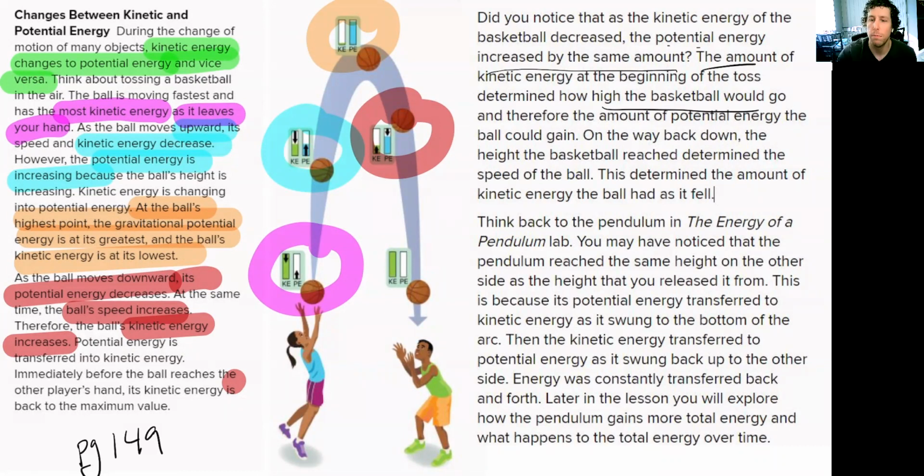Think back to the pendulum that we watched in the video yesterday. You may have noticed that the pendulum reached the same height on the other side as the height you released it from. We saw this in the video when it came to his face. This is because the potential energy transferred to kinetic energy as it swung to the bottom of the arc. Then the kinetic energy transferred to the potential energy as it swung back up to the other side. You have energy constantly transferring back and forth. Now, later in this lesson, we'll explore how a pendulum can gain more total energy and what happens to total energy over time.